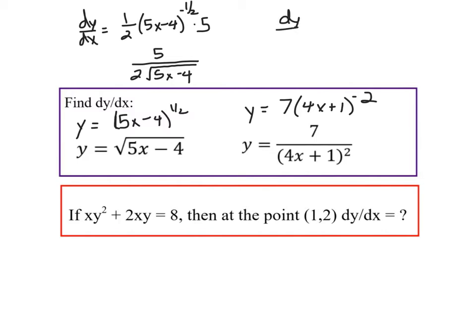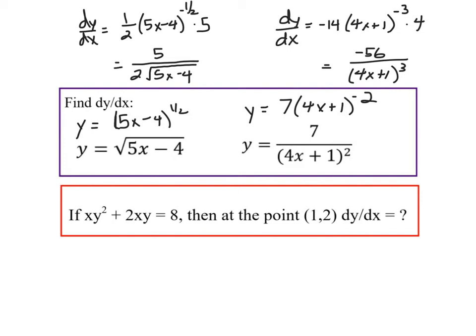dy/dx equals, so 7 multiplied by negative 2, I have negative 14. I'll leave that inside alone. Be careful here when you drop the power. Remember, it drops down to negative 3 multiplied by 4. So negative 14 times 4 is negative 56. And we'll put that 4x plus 1 in the denominator. And now it's to the 3rd. Okay, so there are two derivatives.